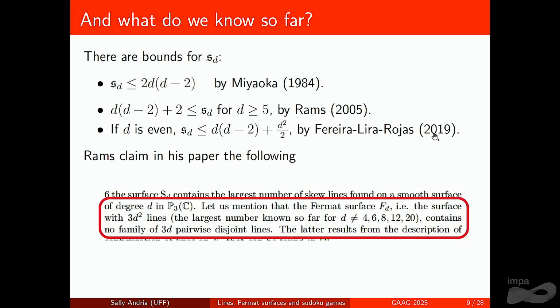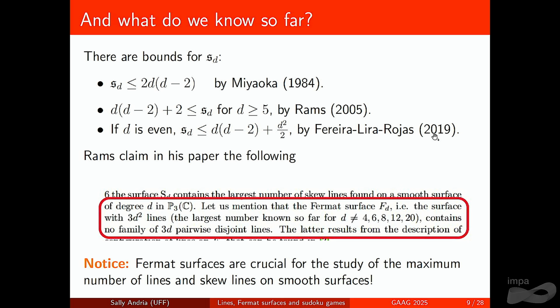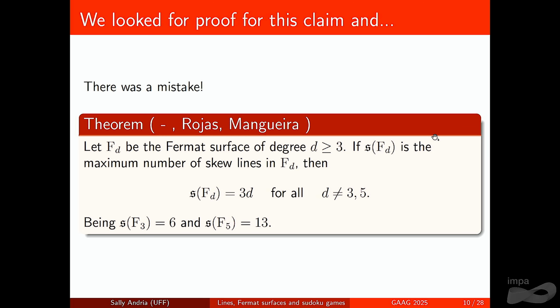Look, we know about the lines, the number of lines in this family, but we didn't know anything about the skew lines. So we are sure that Fermat surfaces are crucial for the study of the maximum number of lines and skew lines. And we were intrigued by this claim, and we decided to verify it. And there was a mistake. There are a lot of mistakes in these histories, okay? But it's cool. It's cool.